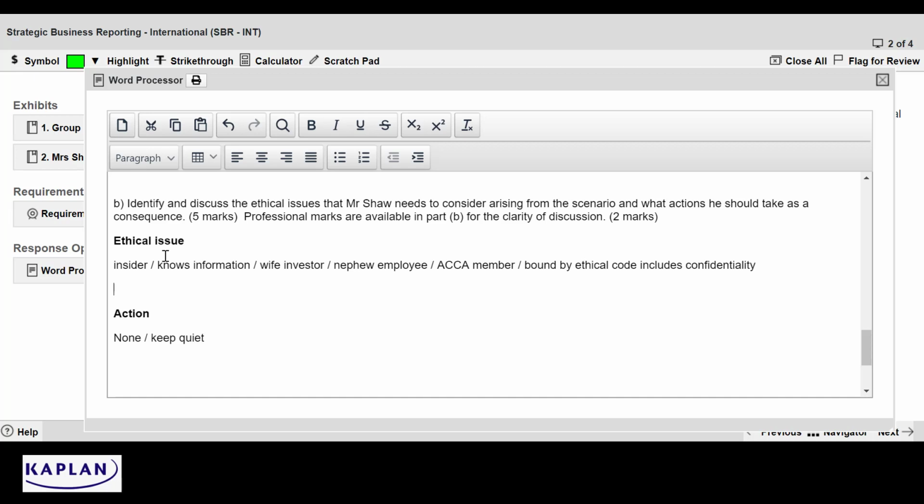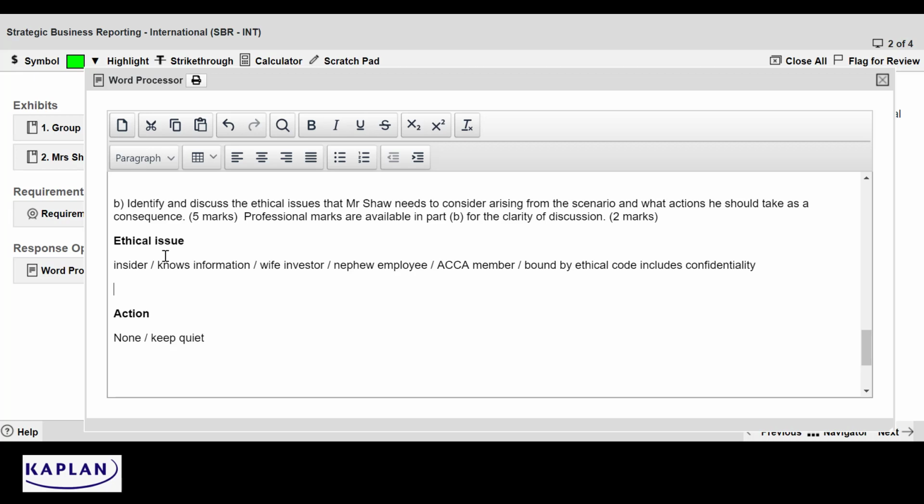Look, there's my plan. The ethical issue, yeah, it's about the investor, it's about the employee being related. But as an ACCA member, they're bound by the ethical code. Information that we get in the course of our duties, we should not be getting an unfair advantage from or profiting from that situation. So the action we take is none.